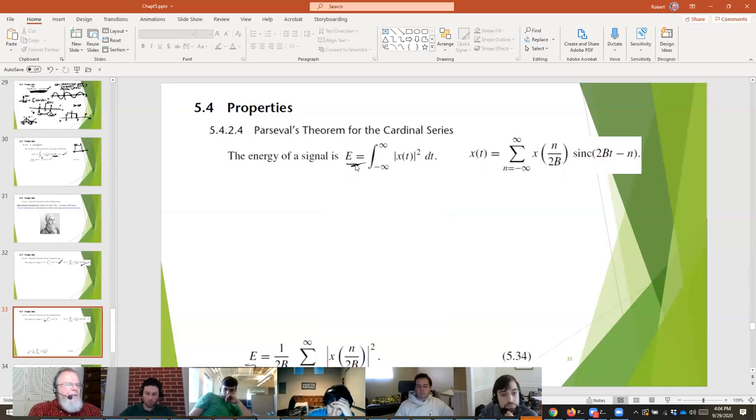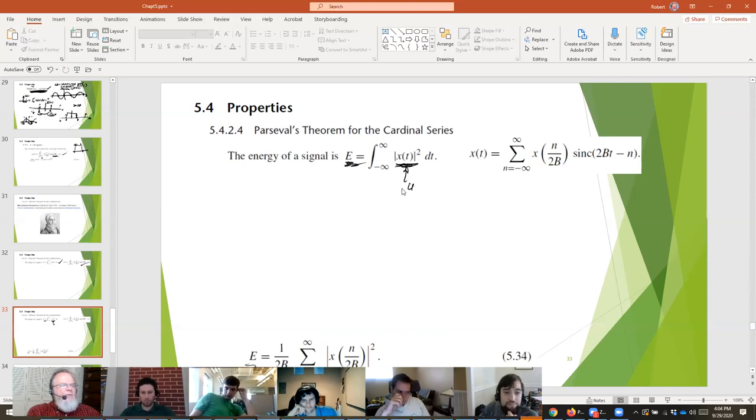Just as a sanity check, say that x has some sort of units, I don't know, of giblets. It could be anything. It has a fixed unit, be it a voltage or a current or whatever. The expression for the energy has units of whatever the unit is for x of t squared, times time. Now let's go down here. We have this, which is the energy of the signal. And this, well, no, it's not the energy of the signal, but this has units of whatever x of t had. And you'll notice that 1 over 2B has units of what?